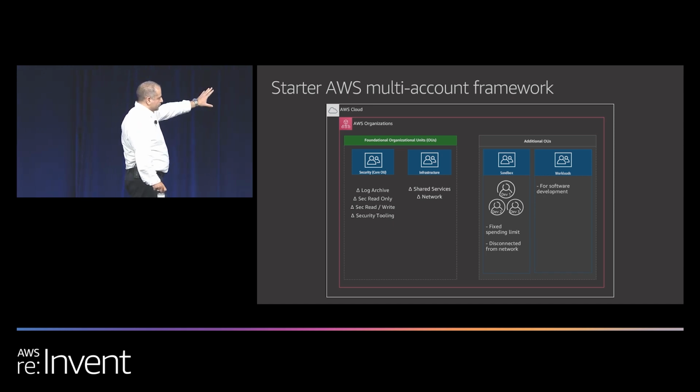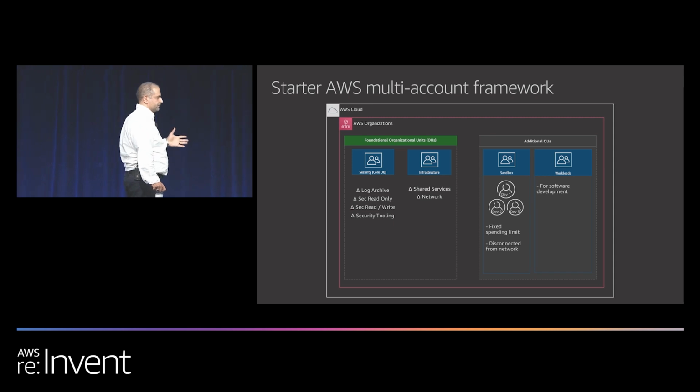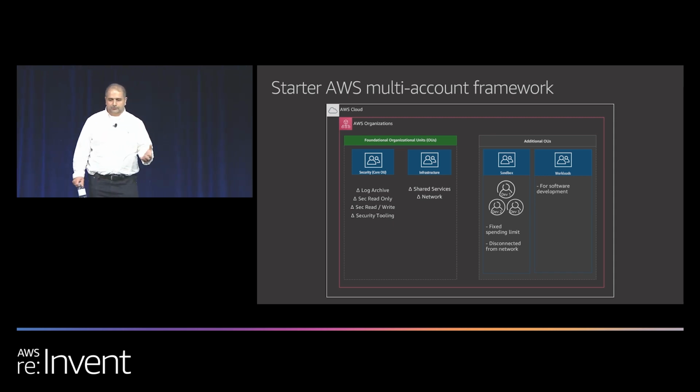And then think of the infrastructure one as a separate OU where you will have your shared services. So think of things like, for example, I have a networking account, I share services out to other accounts, and they will be able to use it.